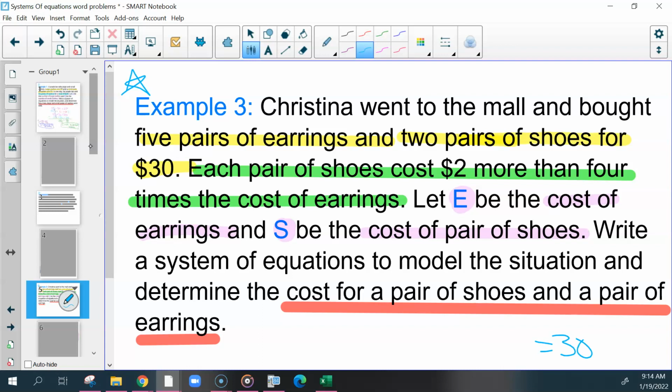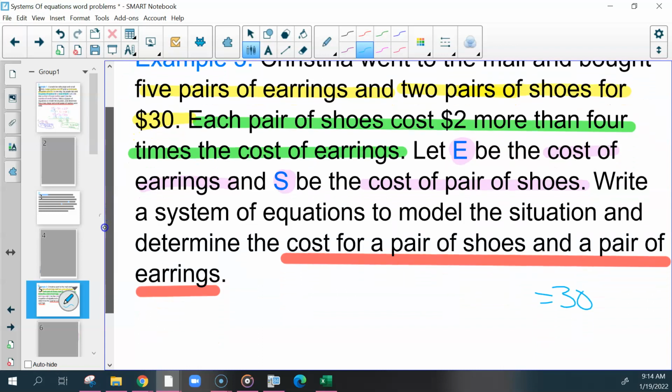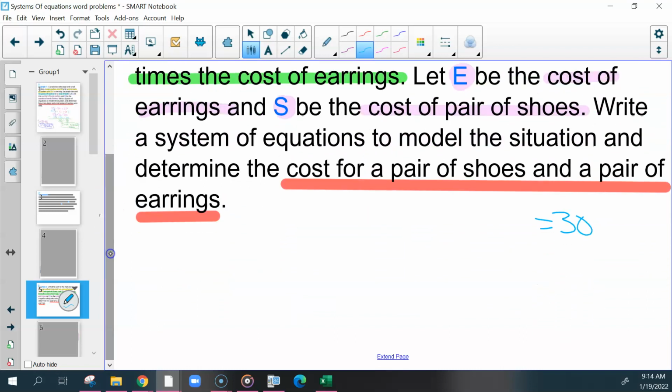5E plus 2S. 5E, because E is the cost of earrings, so if we took 5 and multiplied it by the cost, we would get the total cost of all the earrings. And then 2S, if we knew the cost of shoes and multiplied it by 2, we would get the total cost of shoes. 5E plus 2S. That is one of them.